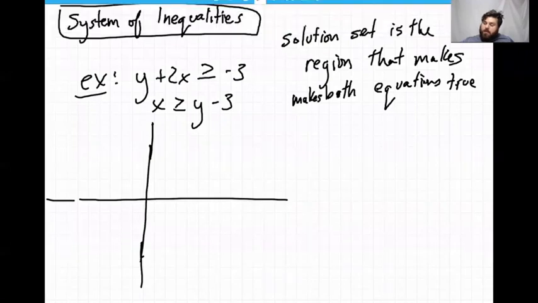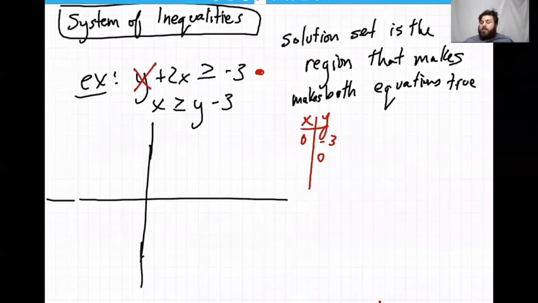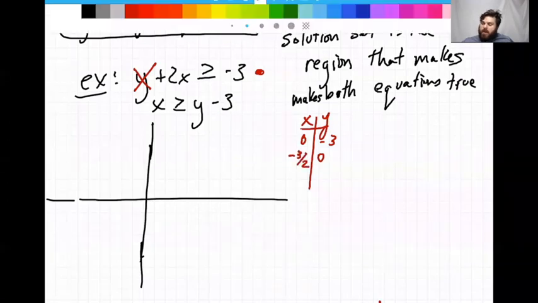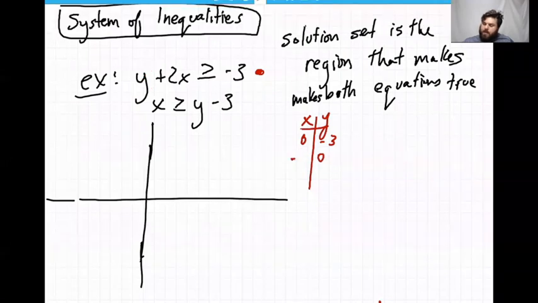So we'll graph the first line, okay? So we're going to let x equal 0 and then let y equal 0. So when x is 0, y has to be -3. Okay, when I plug in x equals 0, this goes away and I'm left with y equals -3. And then the second part, when y equals 0, this goes away and we're left with 2x greater than or equal to negative 3. That means x has to be negative 3 halves. So I just solve, okay? So negative 3 halves. So I plot those points. 0, negative 3, boom. Negative 3 halves, 0, boom.